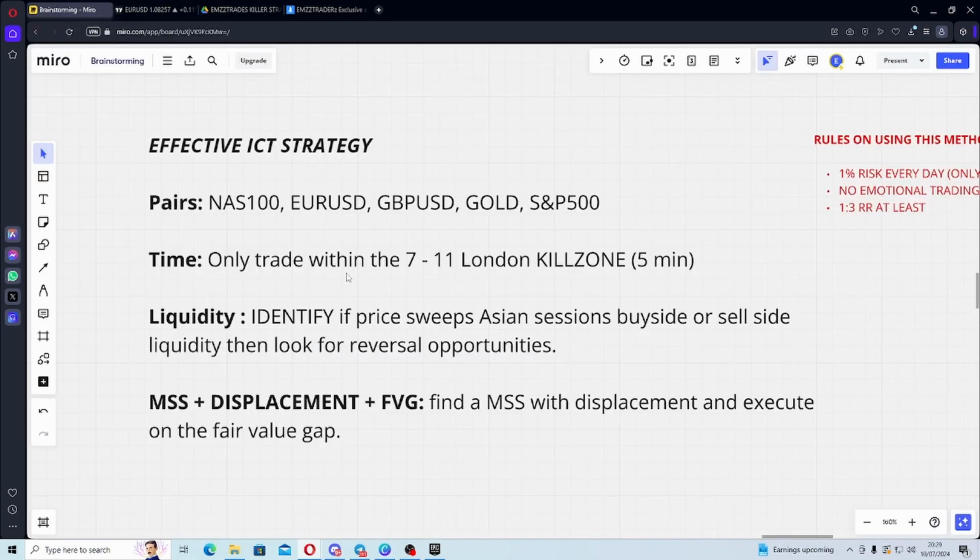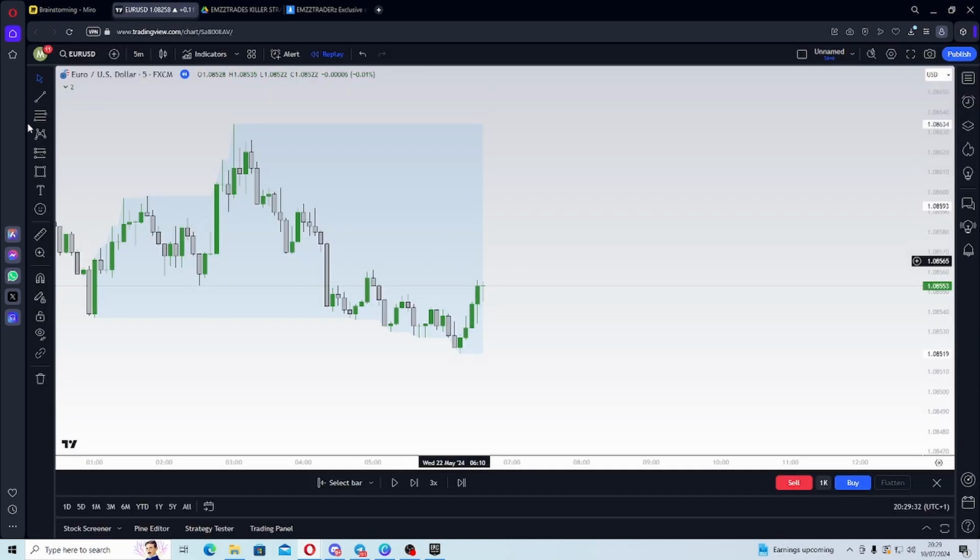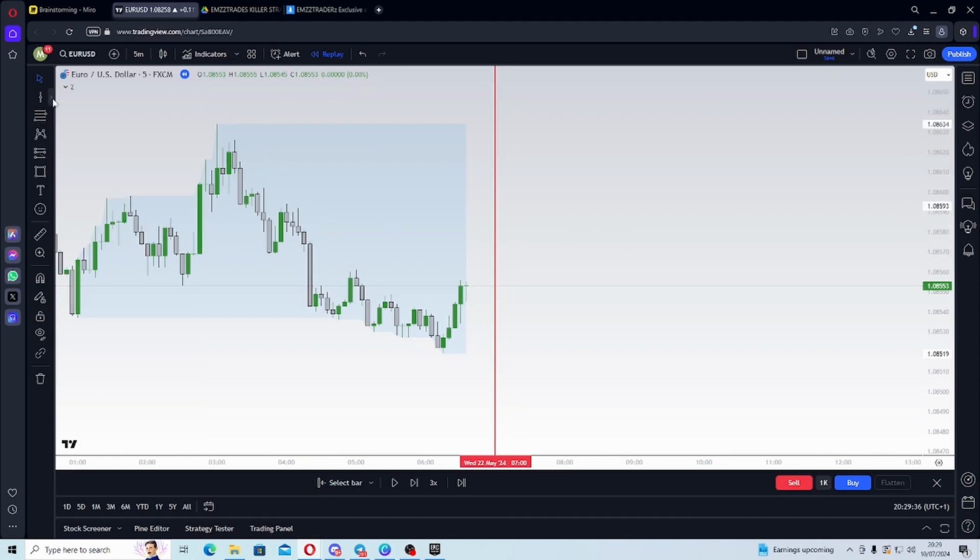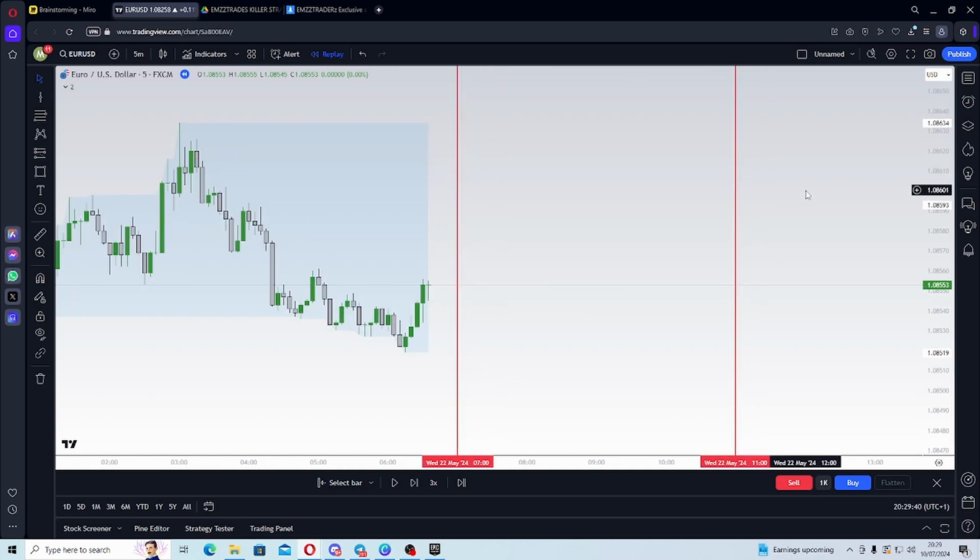So now we're going to be marking out our 7 to 11 London kill zone. This is the easiest bit, so you mark out from 7 right there to 11. So this is the only time we're going to be taking trades in. You can leave trades to run after this kill zone, but you only take trades within this, okay?